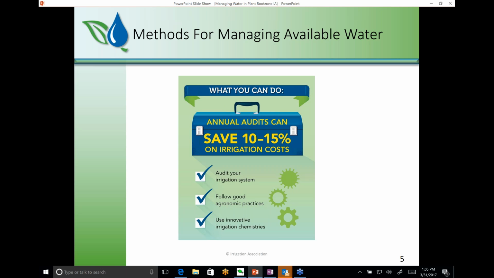For example, following good agronomic practices. No matter what plant you are producing, following good agronomic practices such as fertility and cultural practices will allow that plant to be as good as it can be at warding off stress. And finally, at Precision Laboratories, we believe that using innovative irrigation chemistries can also help you manage your available water in the plant root zone.